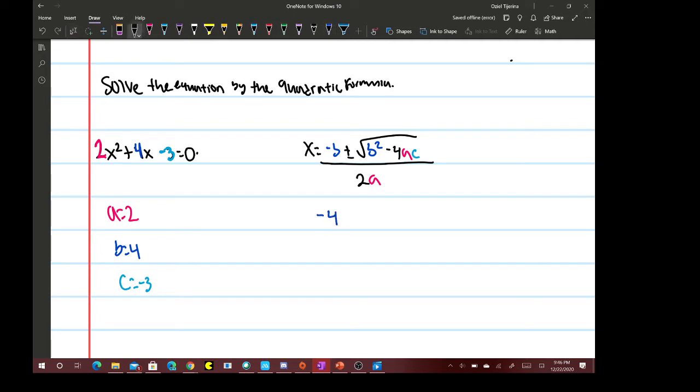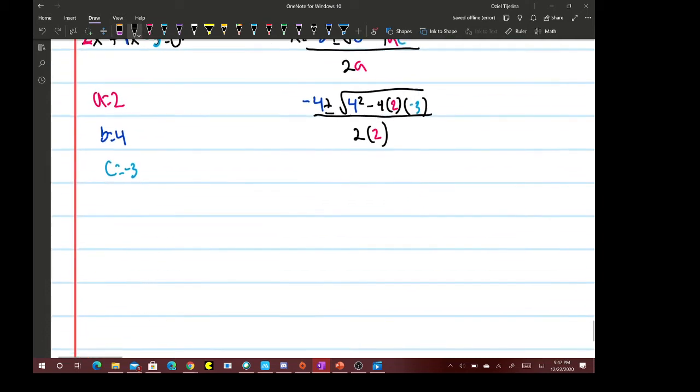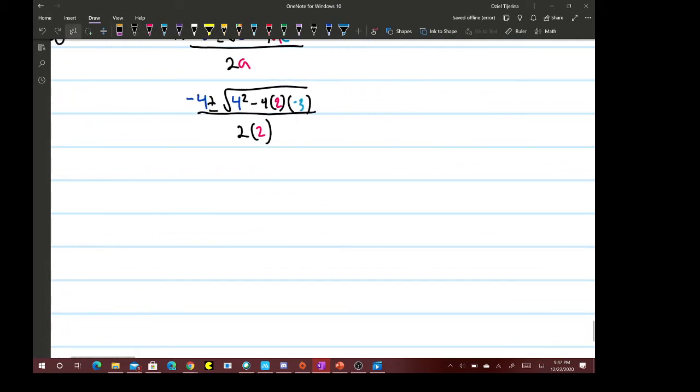negative 4 plus or minus the square root of the quantity 4 squared minus 4ac, or sorry, 4 times 2 times negative 3, all over 2 times 2. Okay, so you would simplify this a little bit more.